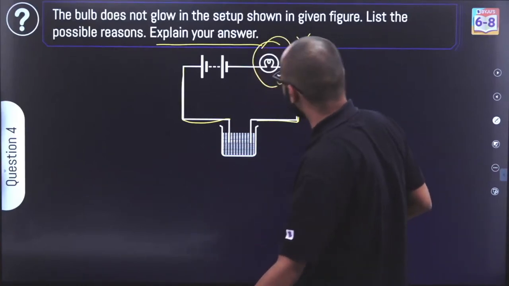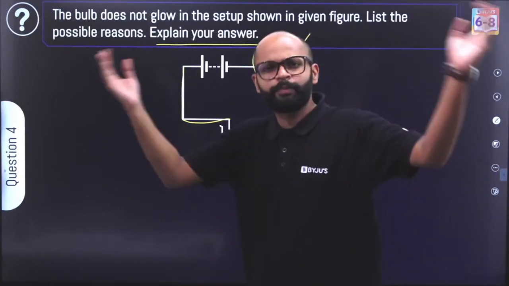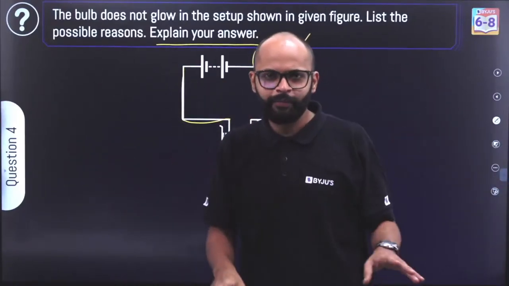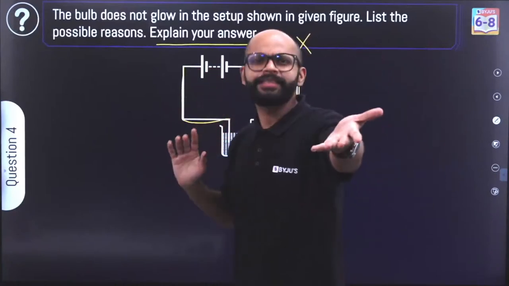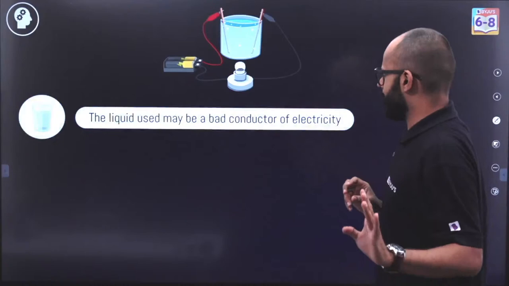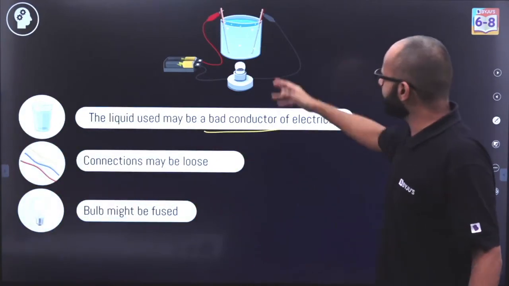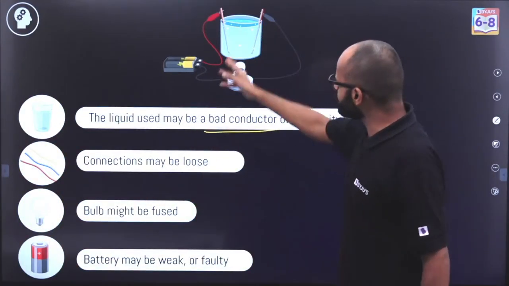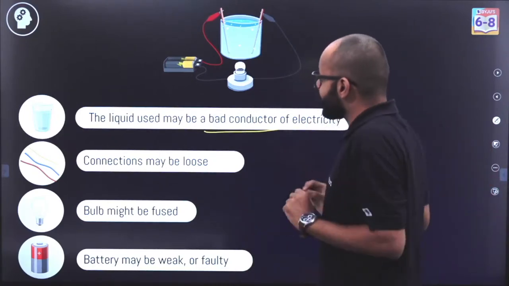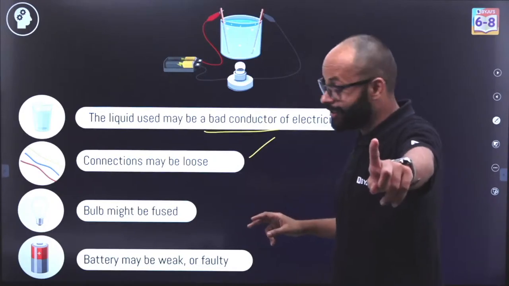Yes, see, all of you together have answered all the points. That is the answer. Correct. Bhai, kya kya ho sakta hai? Liquid may be a bad conductor. If this will not be a conductor, how will current flow? First is liquid is a bad conductor. Second, connection may be loose. You said it.